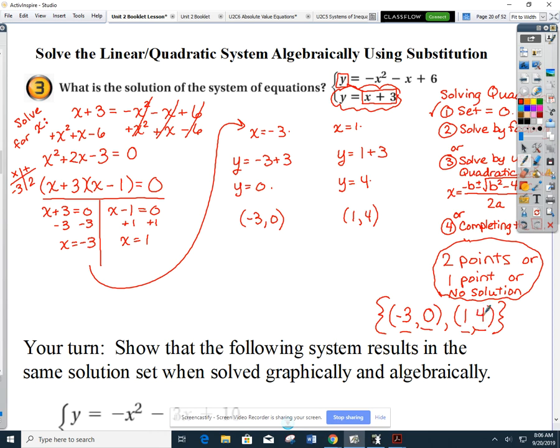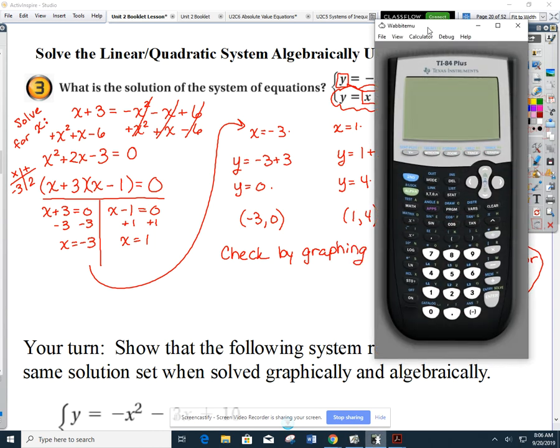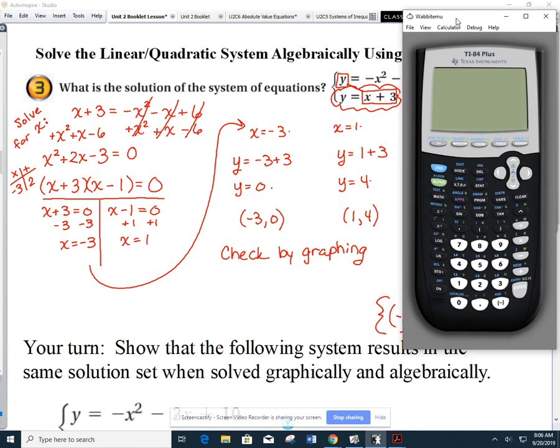But the very last step is going to be to check that these are right by graphing this. Now, you don't have to calculate the intersections on the graph if it looks like it's obviously right. But what we shouldn't see are two functions that don't touch at all. We shouldn't see two functions that touch only once. We should see a parabola and a line that cross at these 2 points. So let's just make sure that we see that.